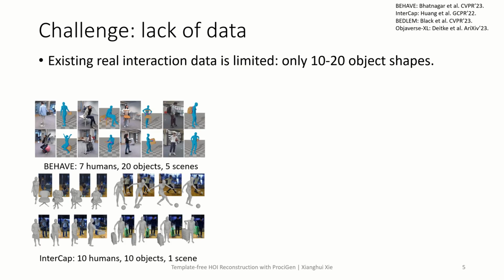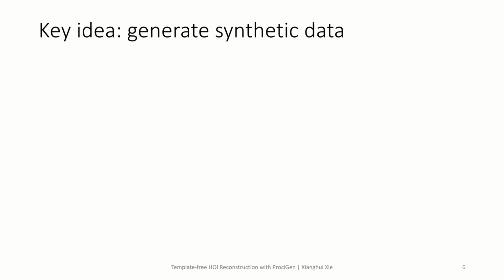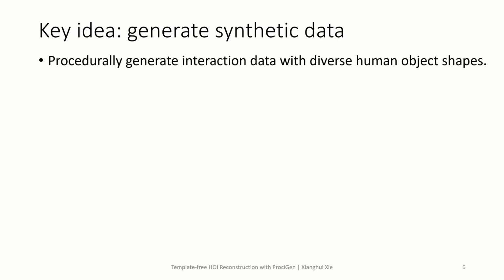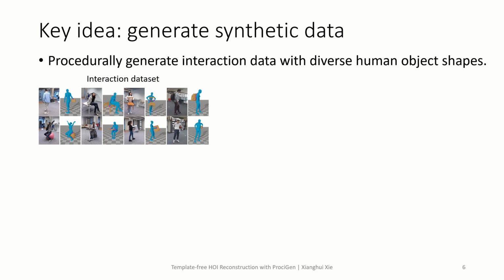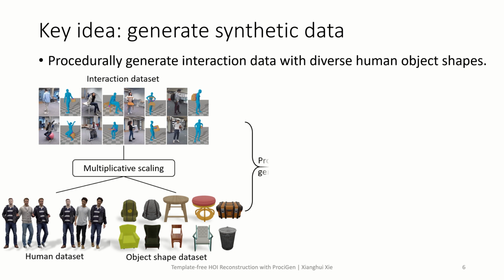Behave and Intercap capture 10 to 20 different objects, which is far away from the shape variation we have in other datasets such as Bedroom and Objaverse. Hence, our first key idea is to generate synthetic data. We procedurally combine interaction, human, and object shape datasets. This multiplicative scaling allows us to generate large-scale datasets.